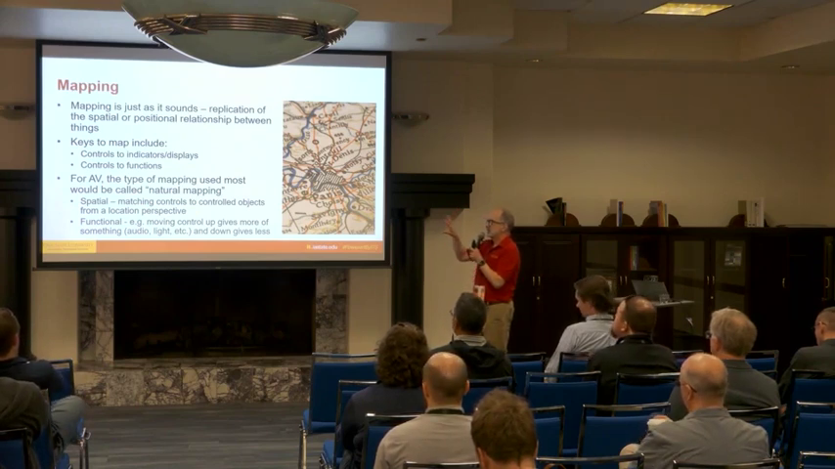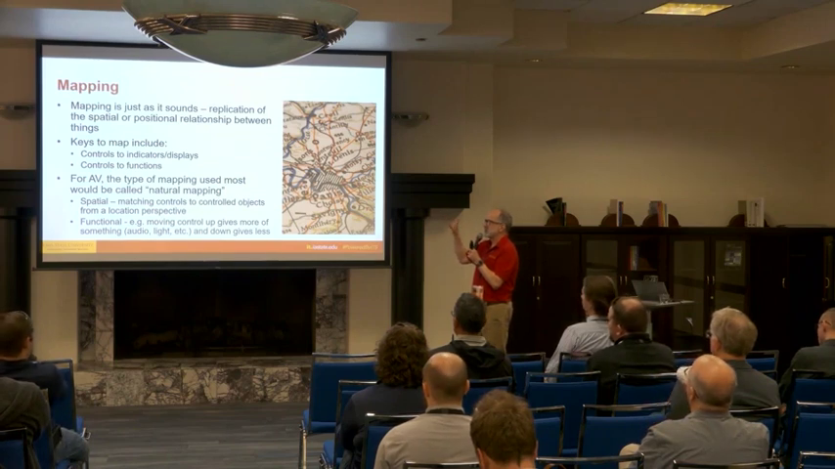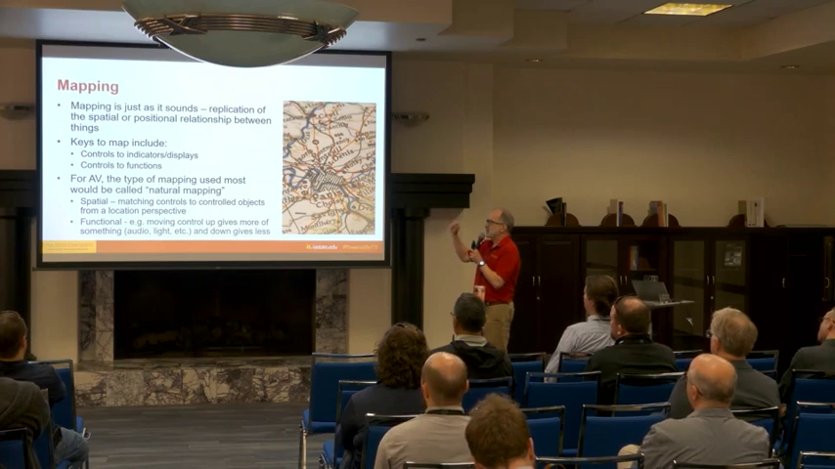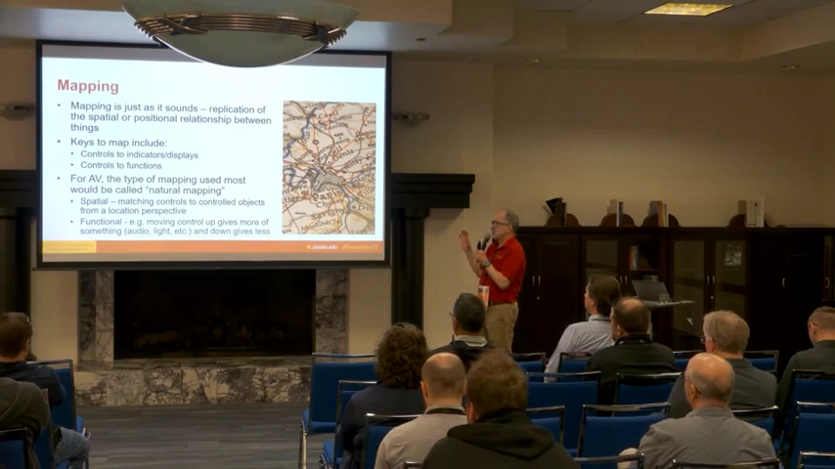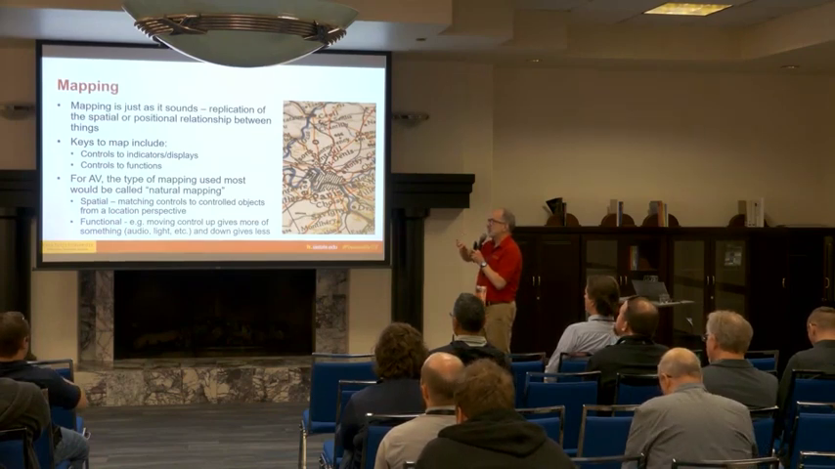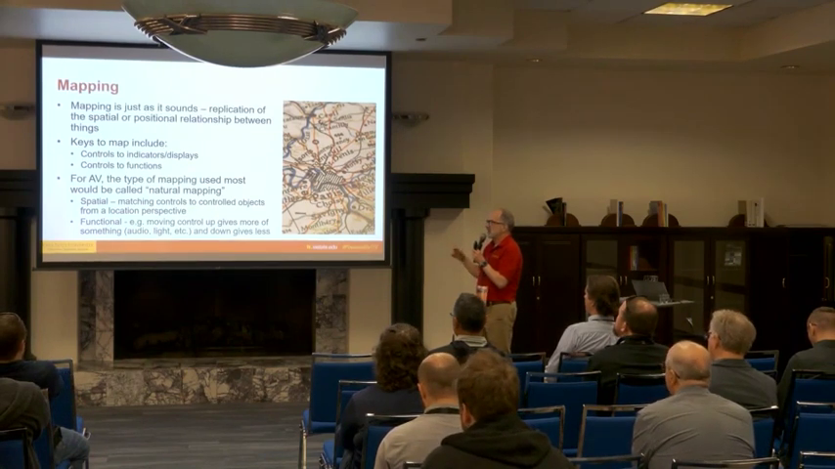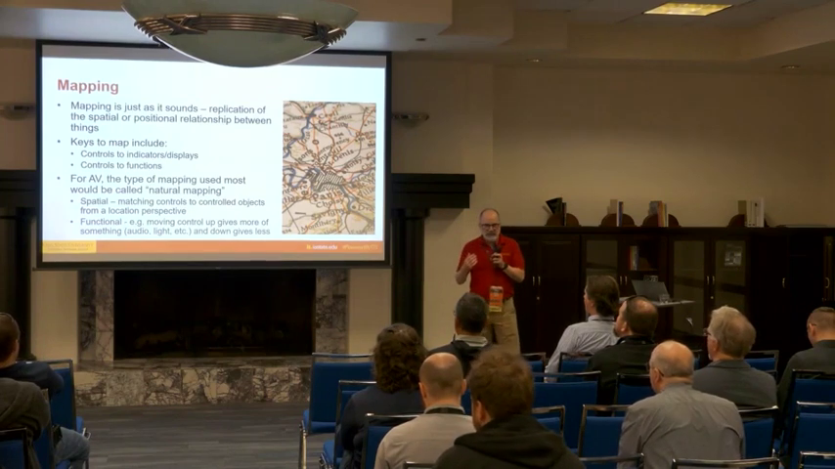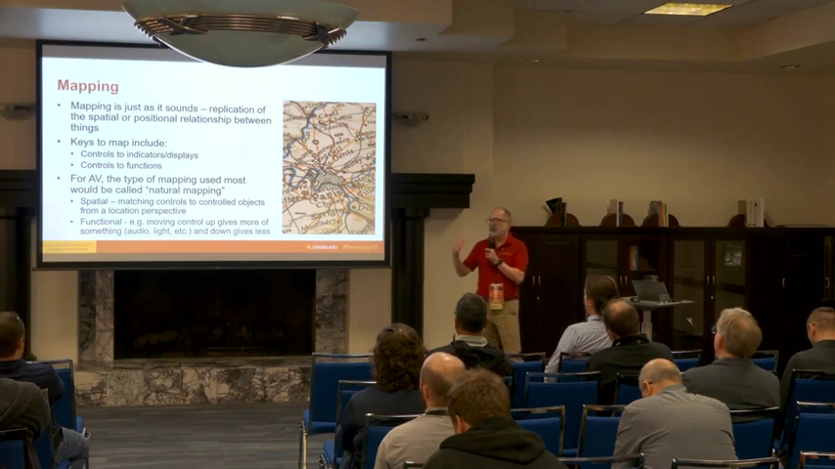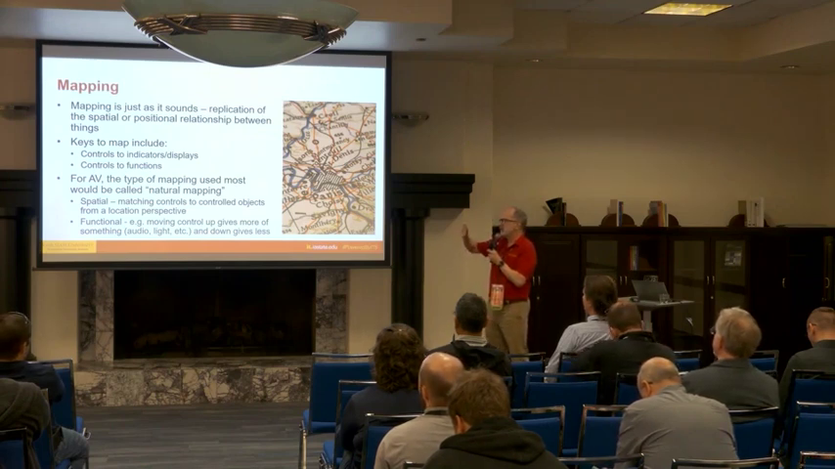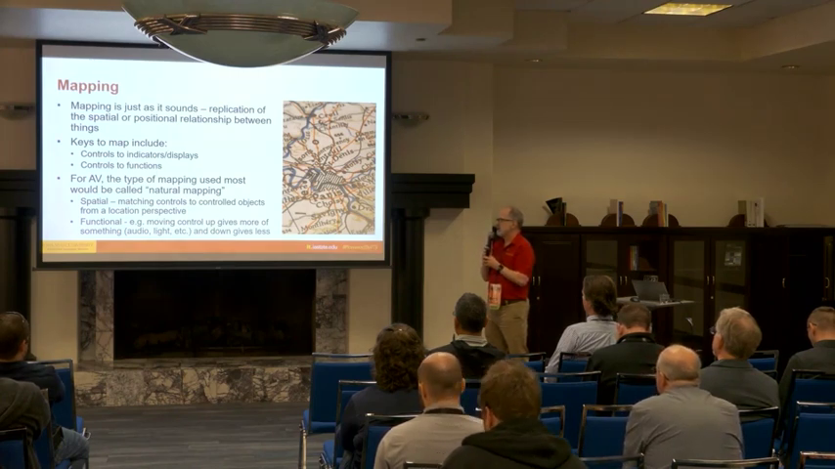The other thing is mapping controls to functions, and we're going to talk about that in a little bit. For AV, the type of mapping most used is what we would call natural mapping. It's either spatial, matching controls to controlled objects from a locational perspective, and it's also what we call a functional mapping. Up, you think more of something. Down, you think less of something. This is more of a functional map: up, down, left, right. It gives you some aspect of knowing that it's going to be more or less.